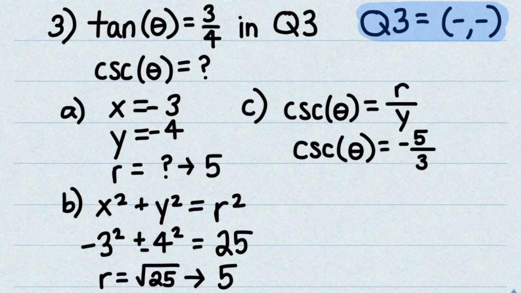So now that we have x, y, and r, x being negative 3, y being negative 4, and r being 5, we can plug this in to find the cosecant. We know that cosecant of an angle is equal to r over y. In this case, the cosecant of the angle would be 5 over negative 4, which is the same as being written negative 5 over 4 in fraction form.